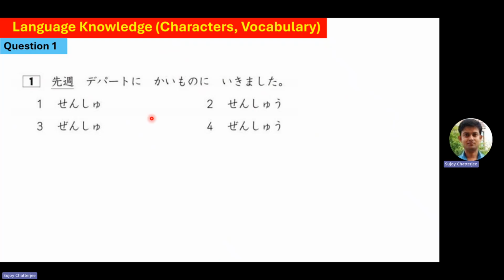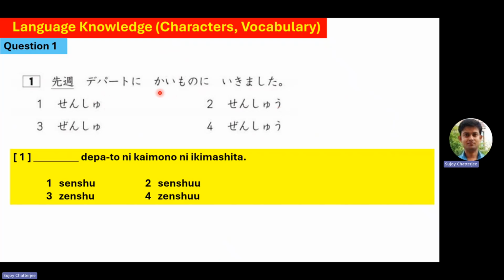So you can see here senshu, senshu, zenshu, and zenshu. So we know that out of these, senshu seems to be the correct one because senshu means last week, and this will be past tense because it is already ikimashita. So senshu, second option seems to be the correct one because these are all spelling mistakes. The actual word is senshu. So senshu means last week I went to the departmental store for shopping.